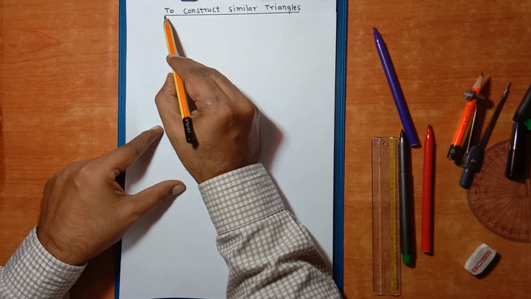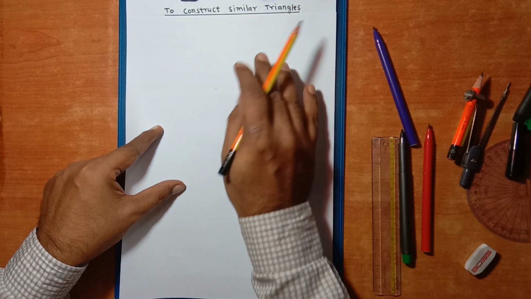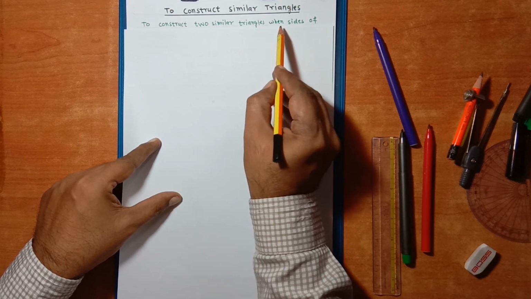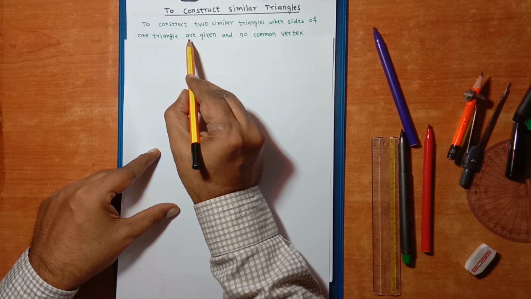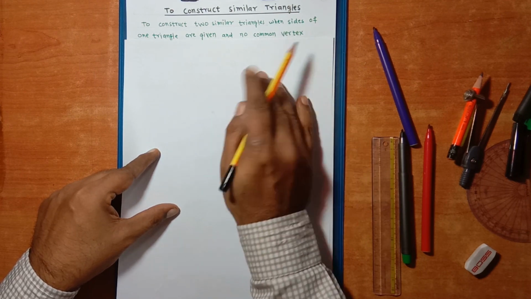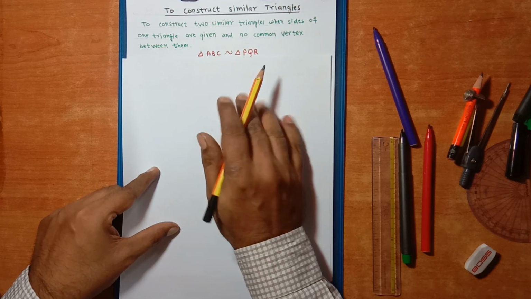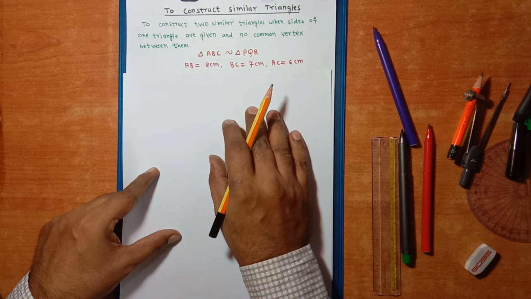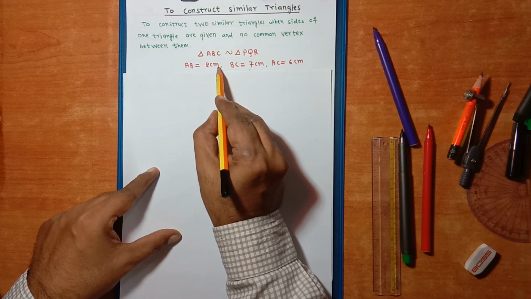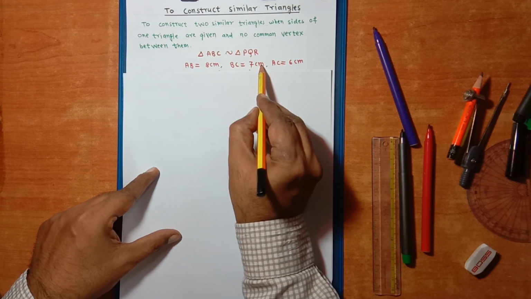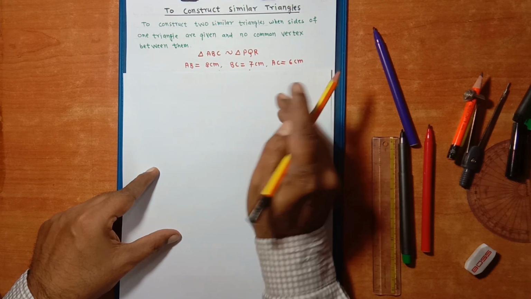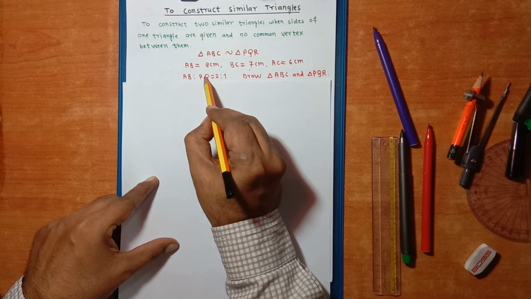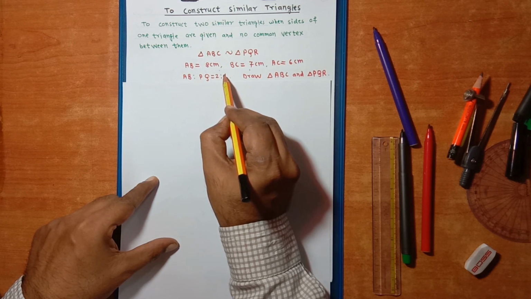Now let us see how to construct similar triangles. To construct two similar triangles when sides of one triangle are given and there is no common vertex between them. Triangle ABC is similar to triangle PQR. In triangle ABC, AB is equal to 8 cm, BC is equal to 7 cm and AC is equal to 6 cm. The ratio of their corresponding sides AB to PQ is given as 2:1.